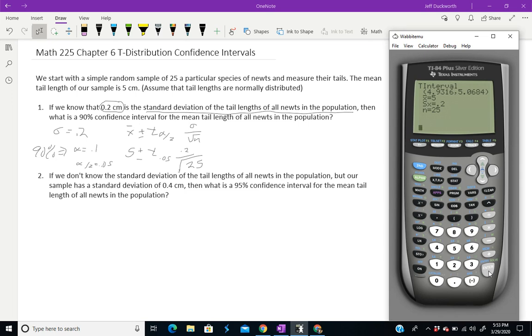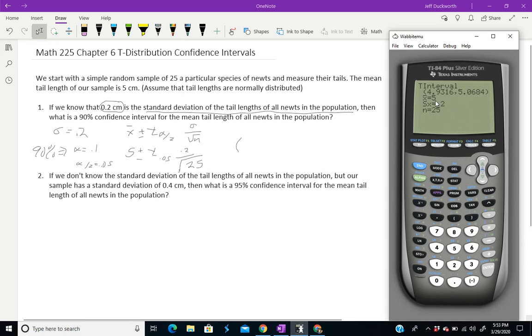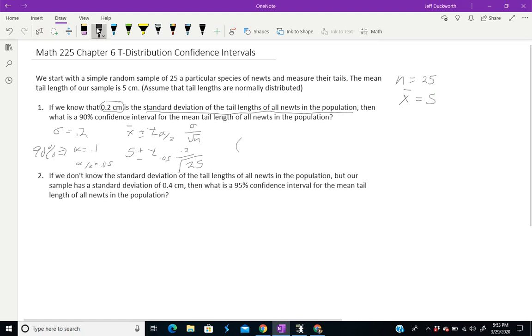So our interval, so a low amount, that didn't go well. So our low amount is, we'll call it 4.93, and our high amount is 5.07 with rounding. So 4.93 to 5.07. So that interval here is our confidence interval for this problem.